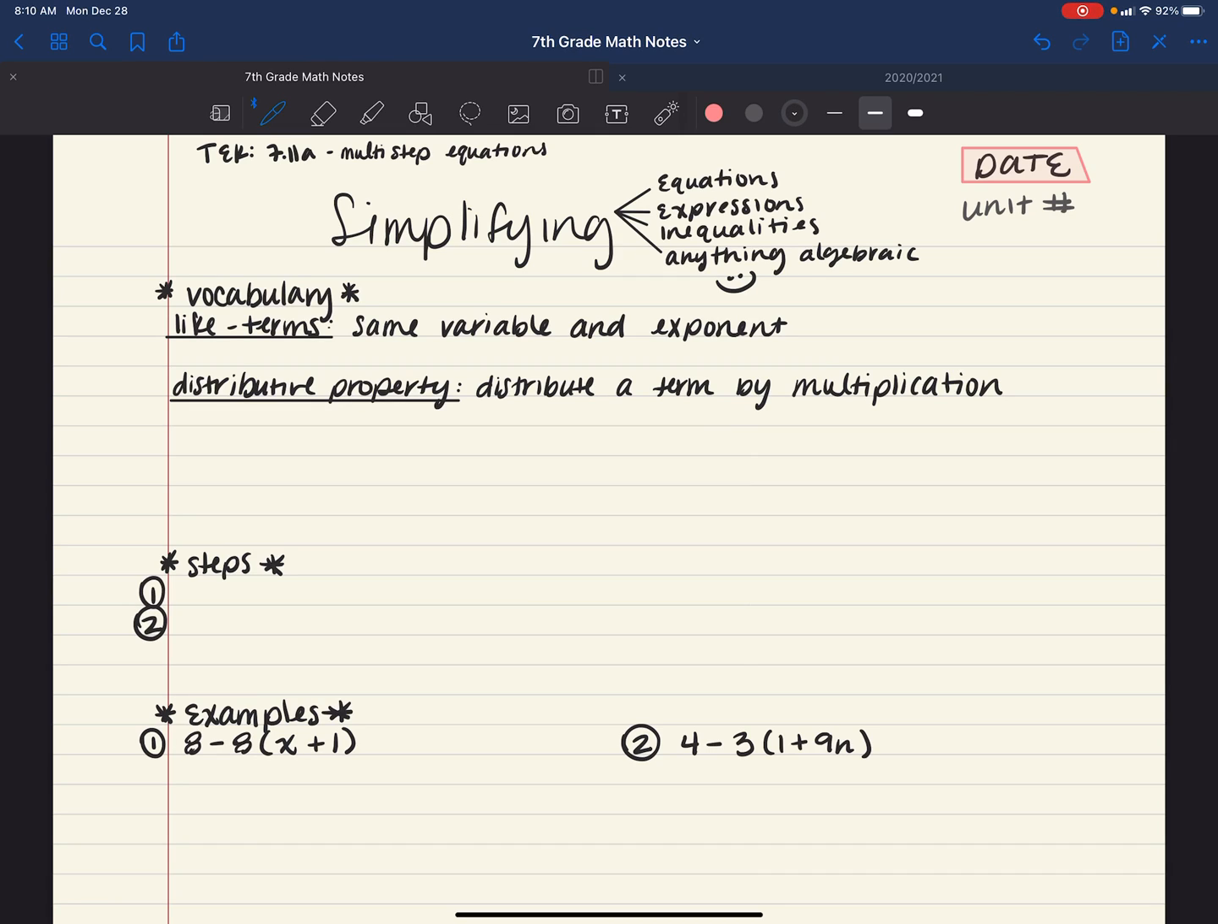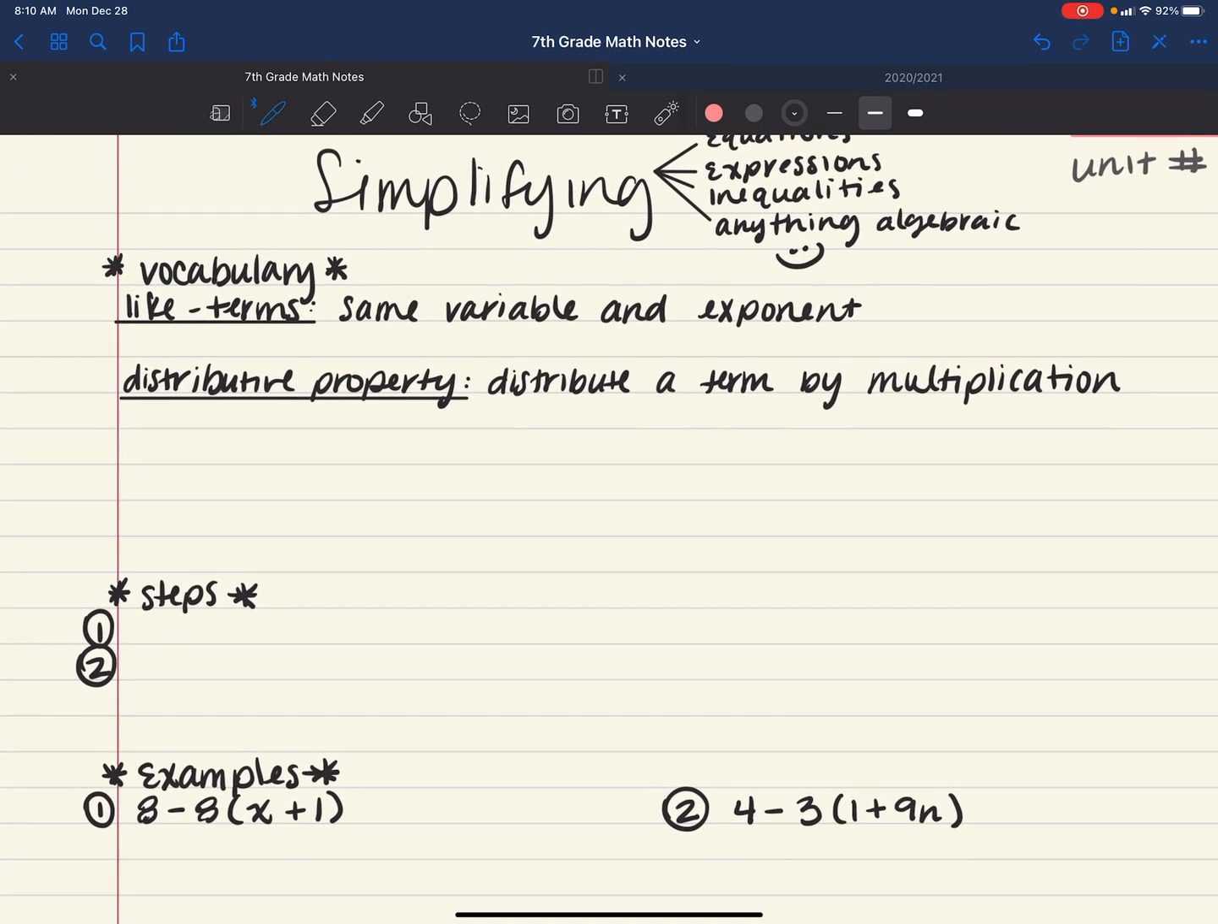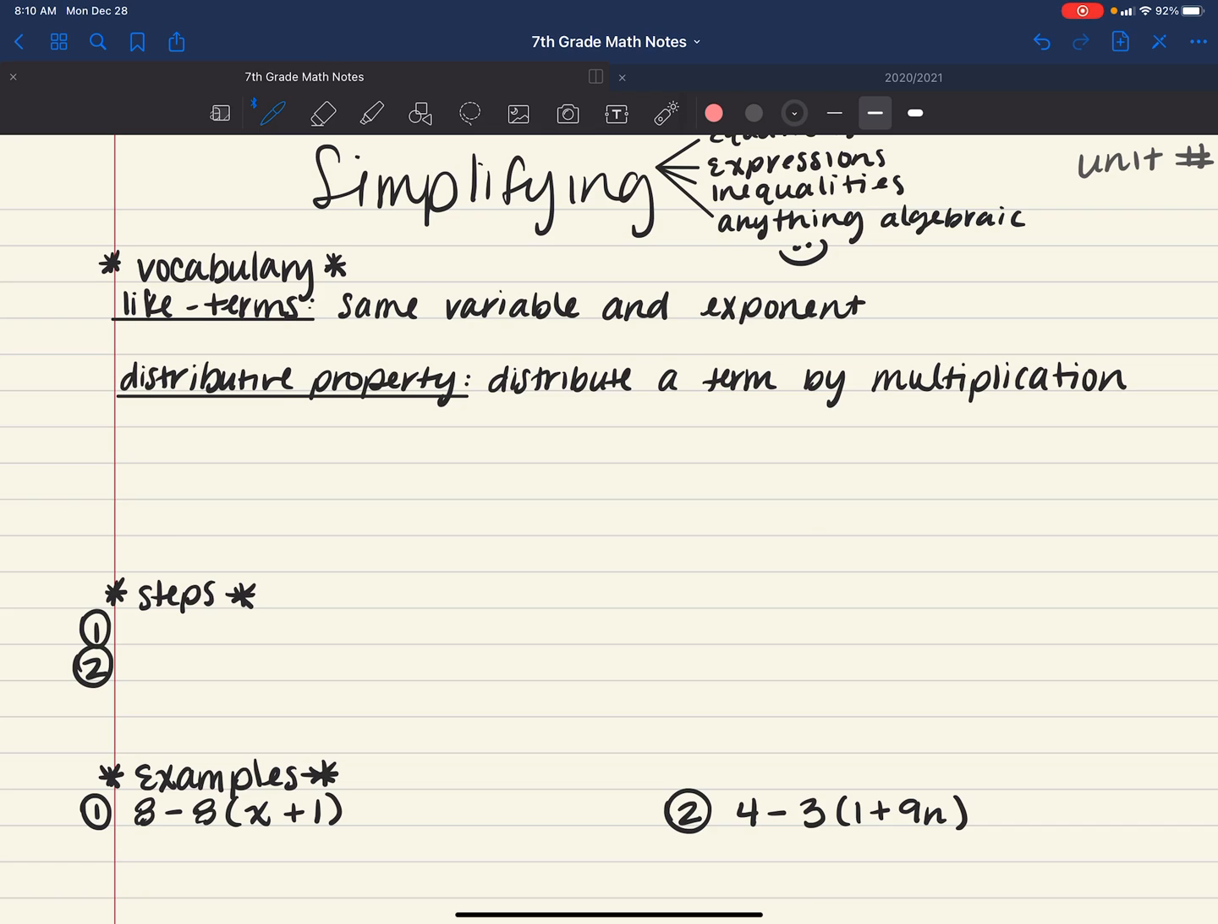the test. We do have 2 vocabulary terms, and actually you've heard these before, so you already know what they are, but still, write it down. We have like terms. That means same variable and exponent. It is important for you to know the exponent also has to be the same within those terms.